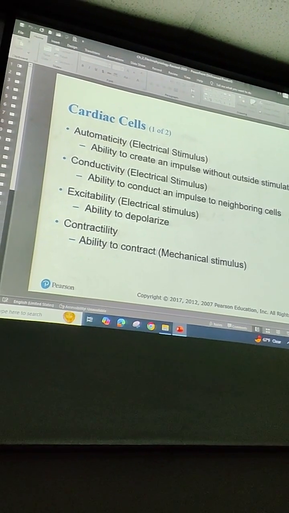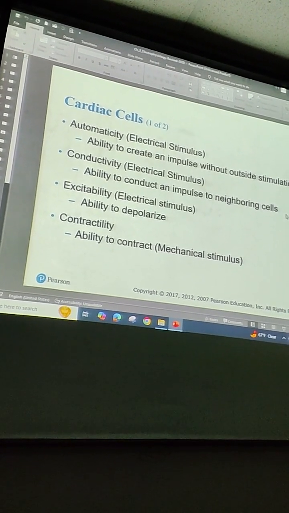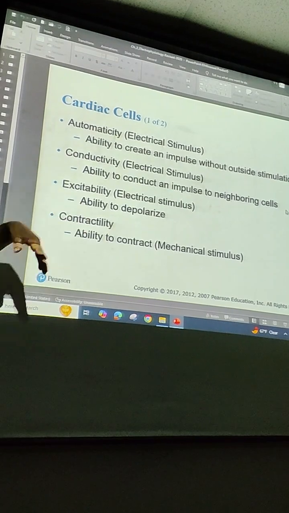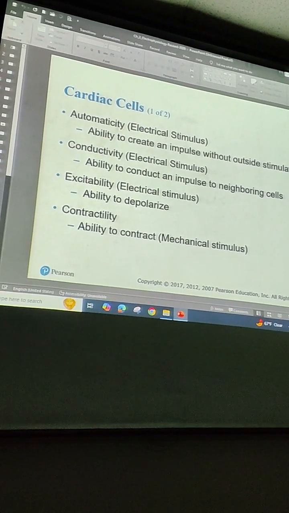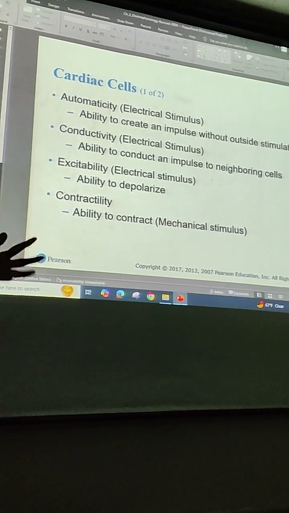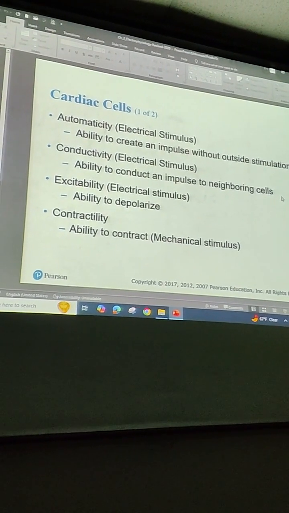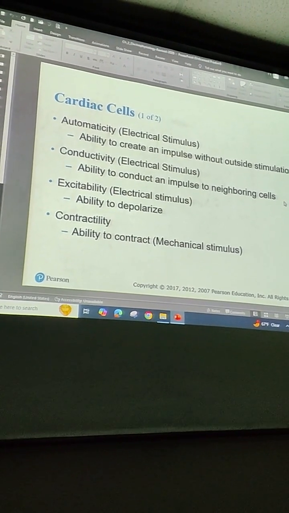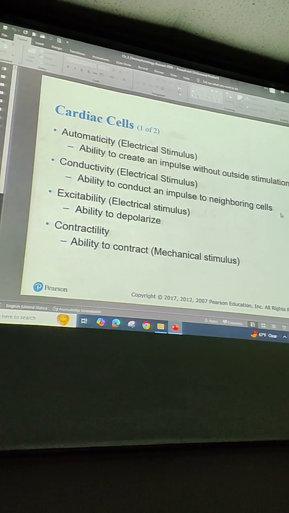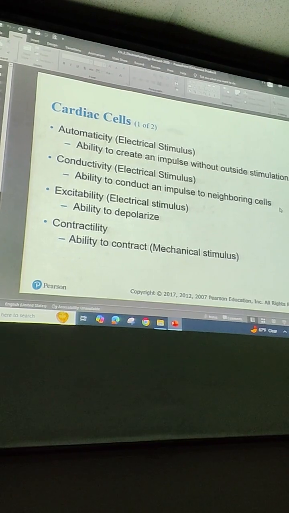Excitability. The cells become very excited. Excited means hyper. Why? Because they've been stimulated by this electrical stimulus. So when one becomes very excited, the other ones also follow. Think about someone who is screaming, and then another one starts screaming, and another one starts screaming. So everybody joins in the action, and every single cell will be doing that.